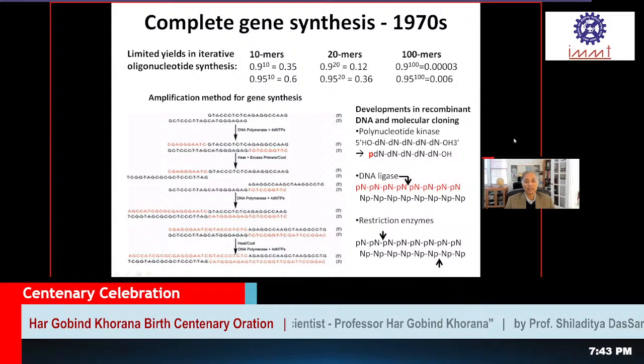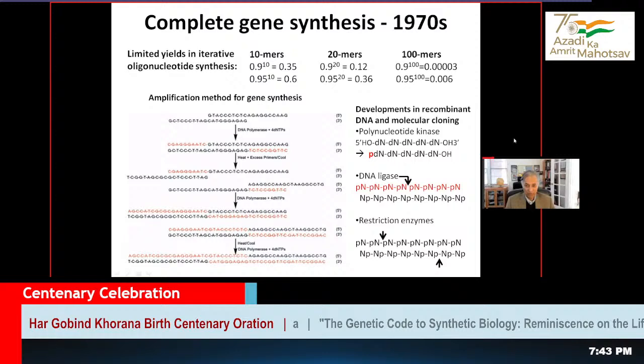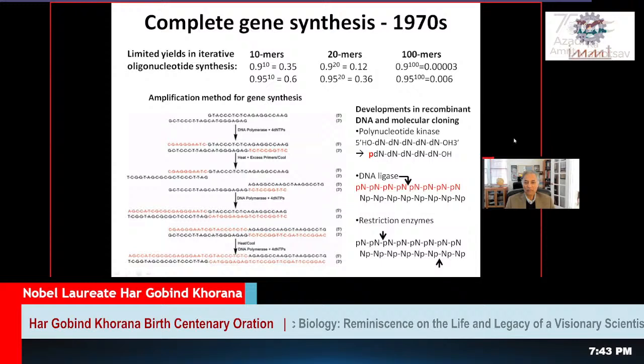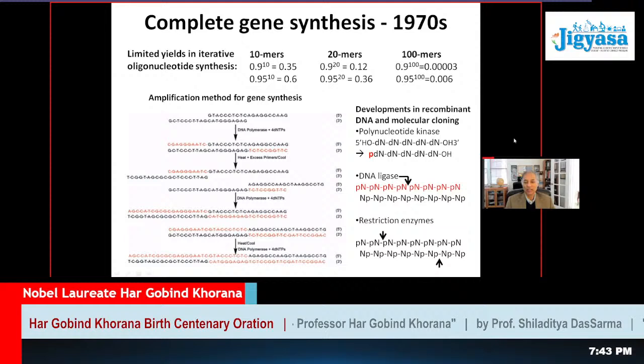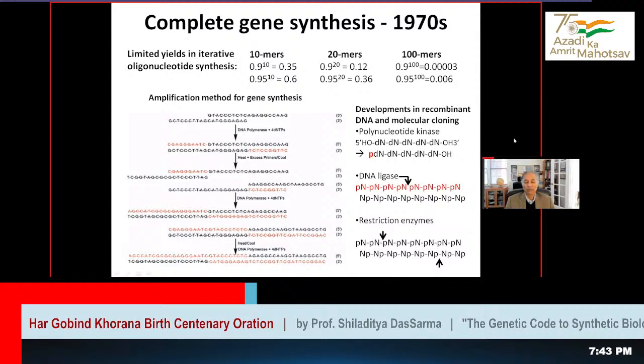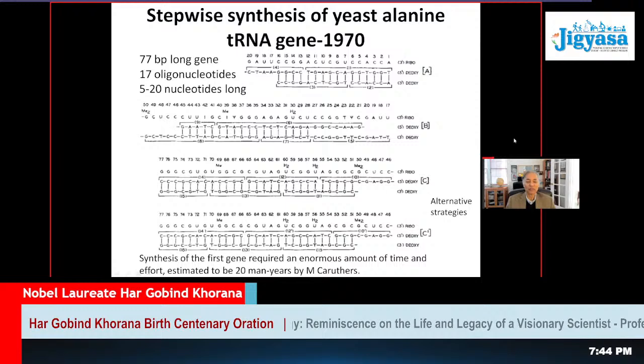necessary after the discovery of several new enzymes, including polynucleotide kinase, which could add a phosphate group to the 5' end of oligonucleotides, which was required for the next enzyme, DNA ligase, which would make a seal in a nick in DNA. Essentially, it would put in a phosphodiester bond. And also, restriction enzymes were discovered in the early 1970s that allowed DNA to be cut and pasted back using DNA ligase.